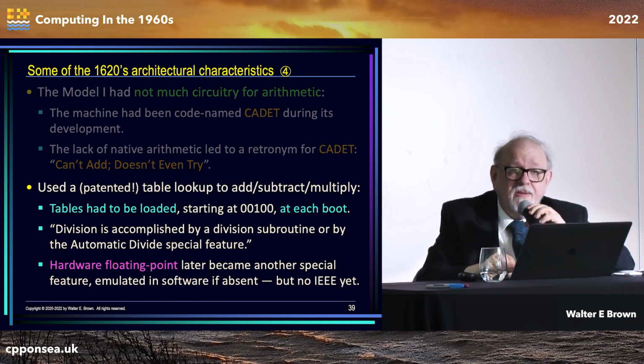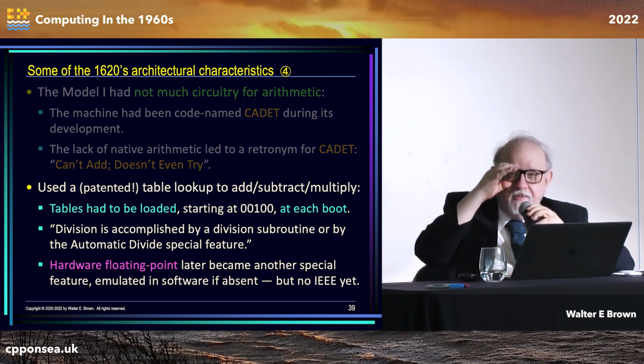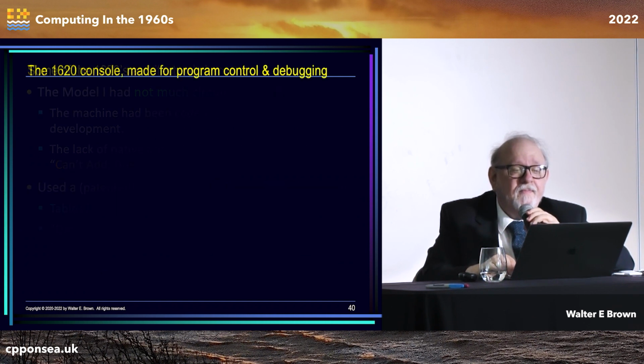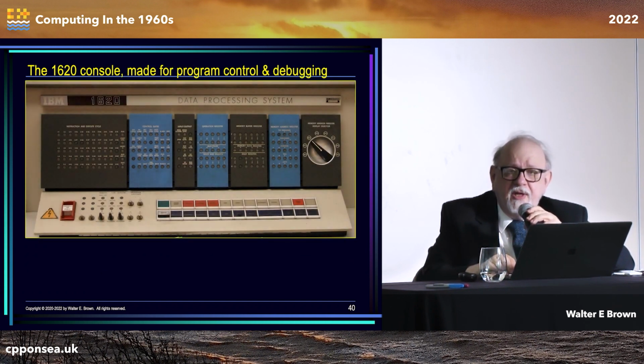Hardware floating point was another special feature, which we used to emulate in software. And of course, this all predates any IEEE standard. A floating point number was a pair of adjacent fields. You had 2 digits for the exponent and I think a variable length for the mantissa. Here's a closer view of the console. It was designed so that we could actually watch what was happening inside.